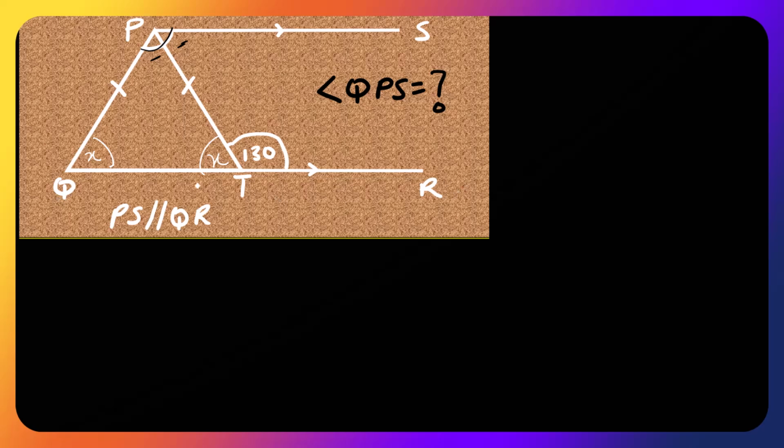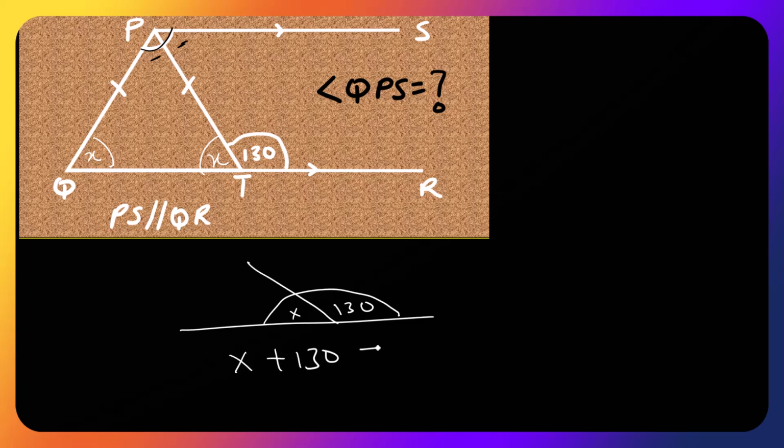And once we do that, QTR is a straight line, so we can deal with this. So look at this, it's behaving like this. Angles on a straight line: 130, this side is x. So to find x, x plus 130 equals 180. That will be x equals 180 minus 130. That will be 50. So this side is 50.